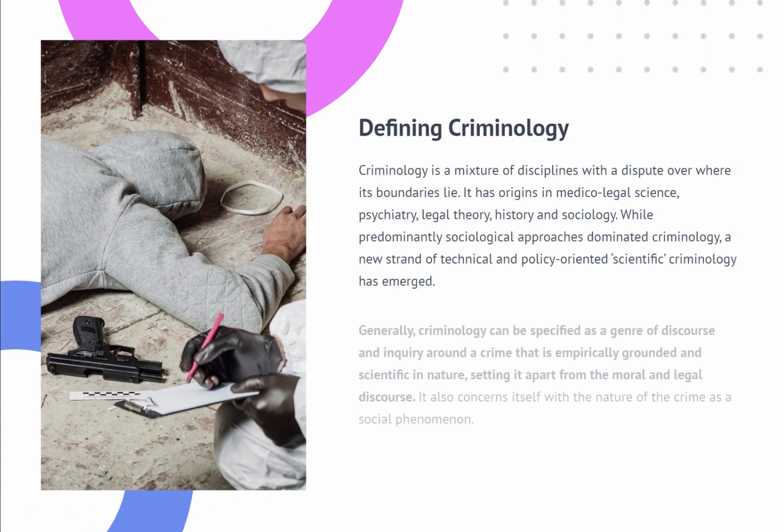Defining criminology. Criminology is a mixture of disciplines with a dispute over where its boundaries lie. It has origins in medico-legal science, psychiatry, legal theory, history, and sociology. While predominantly sociological approaches dominated criminology, a new strand of technical and policy-oriented scientific criminology has emerged.